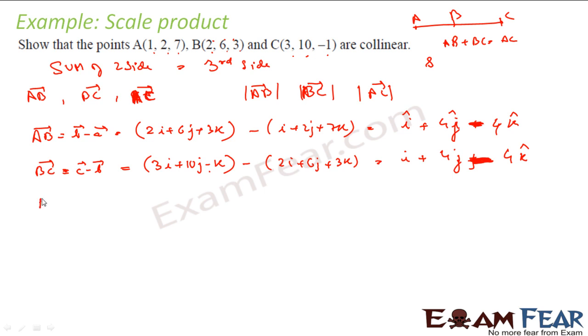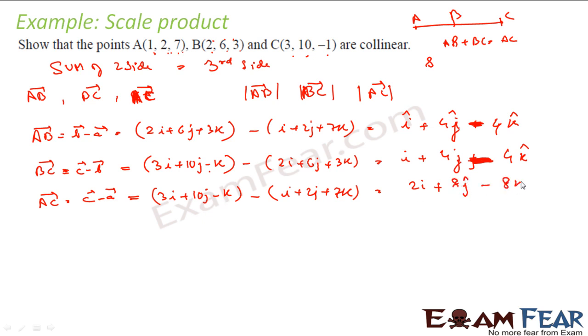Correct? Similarly, let's find the AC vector. This will be C vector minus A vector. C vector is 3i plus 10j minus k, and A vector is i plus 2j plus 7k. This becomes 3 minus 1 is 2i, 10 minus 2 is 8j, minus k minus 7 is minus 8k.